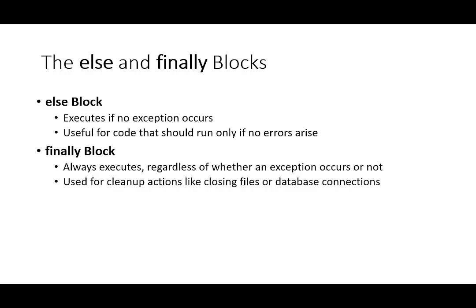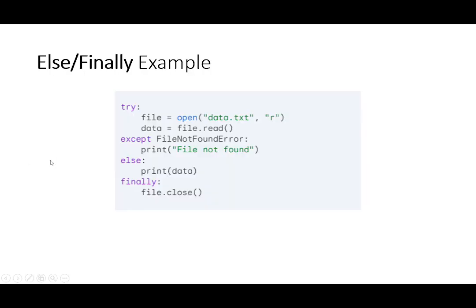The else and finally blocks. In our try except, we have these things called else blocks, and these will always occur if no exception happens. That means everything's good, so we're going to go ahead and do this. Finally always executes regardless of whether the exception occurs or not. A lot of times these are used for some cleanup action, like closing a file or database connection.